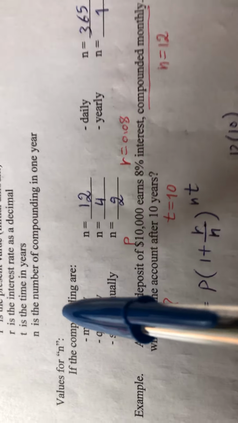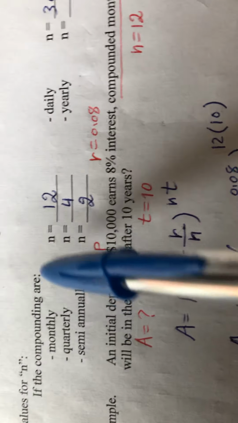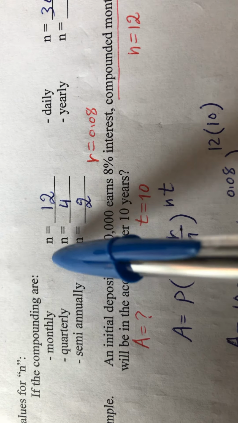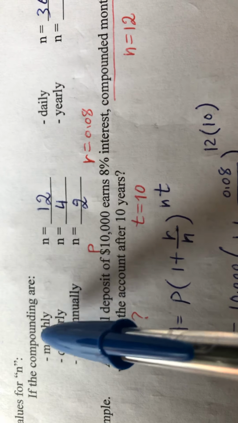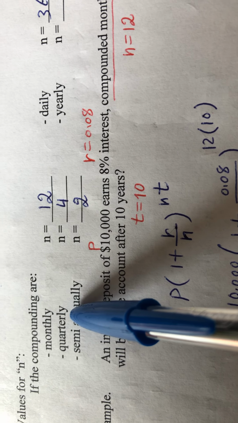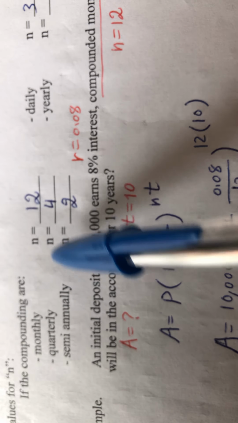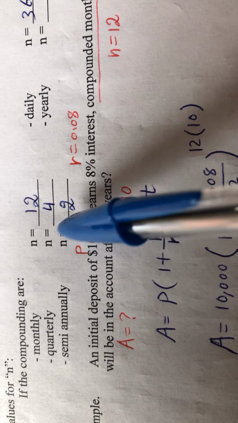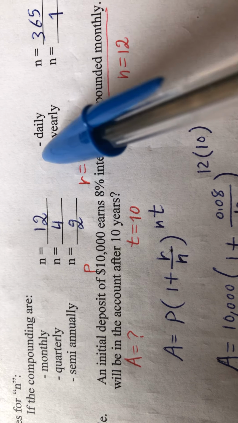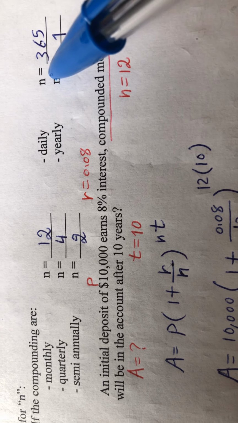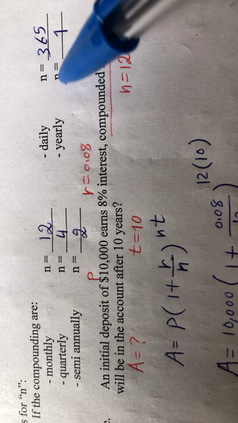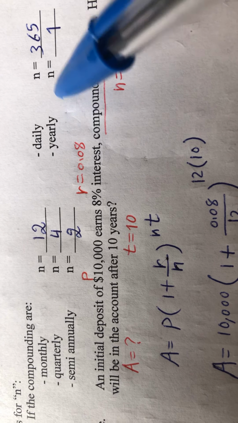So here N depends. If the compounding is monthly, N equals 12. If the compounding is quarterly, N equals 4. If the compounding is semi-annually, N equals 2. If it is daily, N equals 365. If the compounding is yearly, N equals 1.